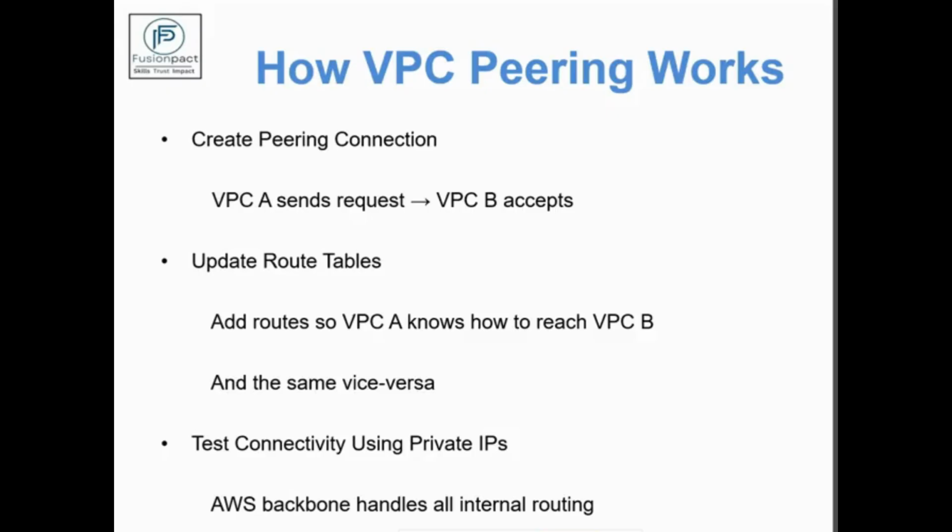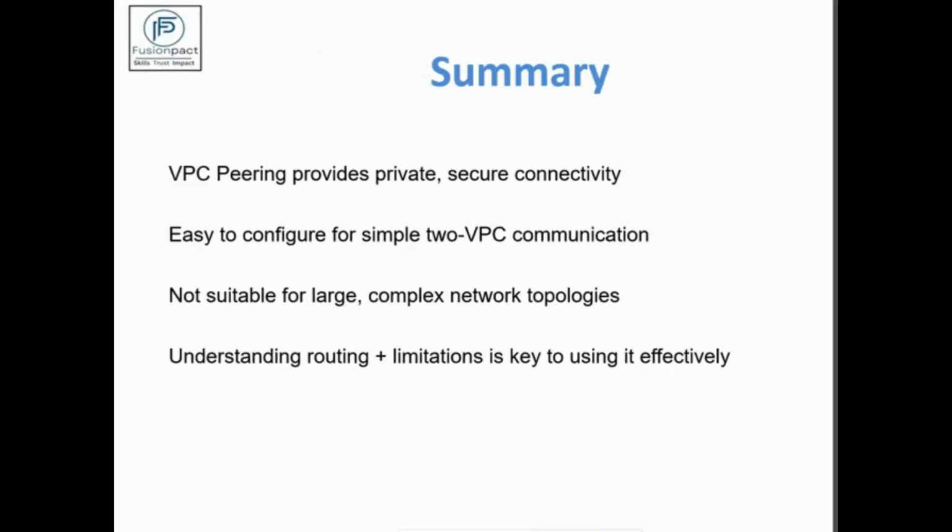We can test connectivity using private IPs, and AWS is responsible for all the internals. We just have to mention these IPs, so our instance can allow these IPs to communicate with our server or instance. So yeah, it's all about connecting two different VPCs. I'll just give you a brief; there are a lot more things.